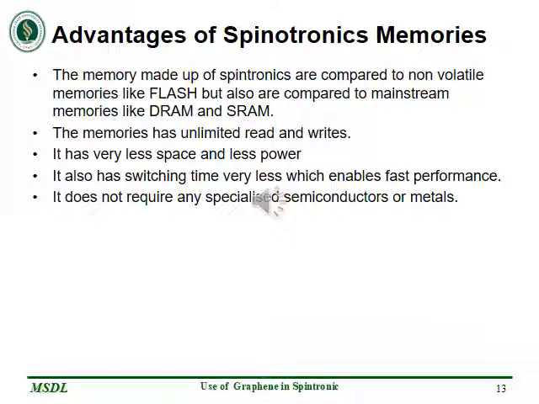We talked about spintronics. Now let us see why we should use them in memories. Memory made up of spintronics is compared to non-volatile memories like flash, but also to mainstream memories like DRAM and SRAM. So it has advantages of both. The memories have unlimited reads and writes. They take very little space and less power, so it is very efficient. It also has very short switching time, which enables fast performance. It does not require any specialized semiconductor or metals to join with. So this is the future of memory.